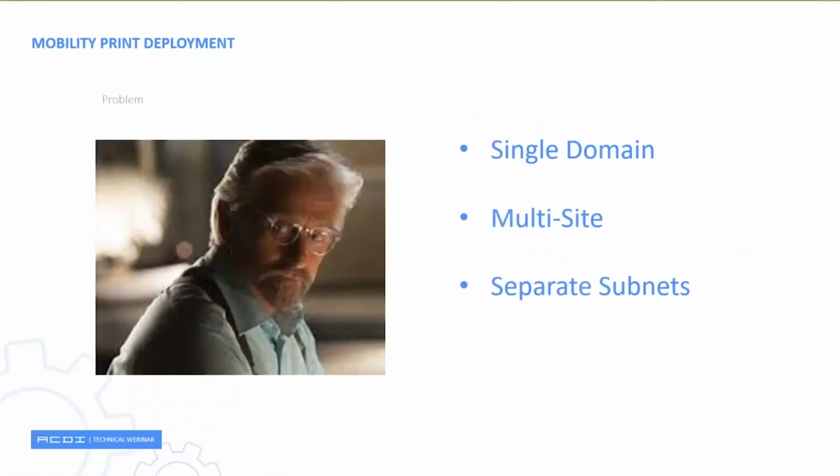Michael has been called in as a contractor to design and implement PaperCut and mobility print into a customer's single domain, multi-site environment. He's having some issues determining the best way to deploy PaperCut mobility print, as each site has a separate subnet, but the Wi-Fi network subnet extends across all three sites. Therefore, any Wi-Fi users will obtain a 10.50 IP address across all three sites.